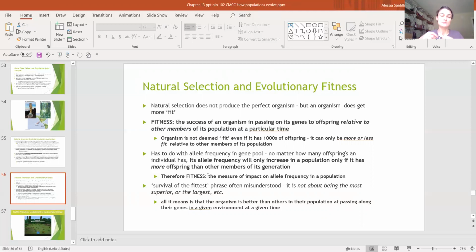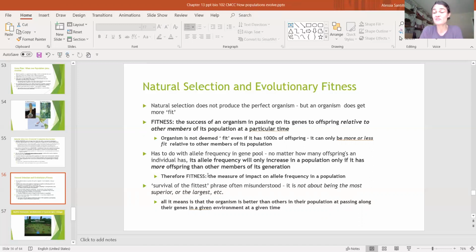So this has to do with allele frequency in the gene pool. No matter how many offspring an individual has, its allele frequency will only increase in a population if it has more offspring than the other members of its generation. So that's why we have to compare fitness, because you're only ever better than another individual organism if you have more of an opportunity to pass on your genes.